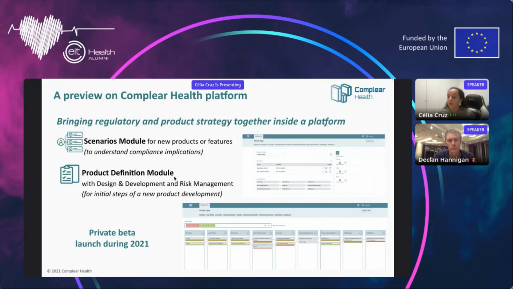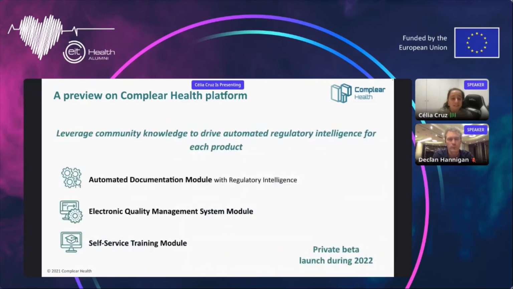This is built also on a model of the product definition, with the design and development and risk management, where the team can start from day one to be compliant with the initial steps of medical device product development. But this is just the beginning. By helping to structure that information in the previous modules about the medical device, we'll offer teams unique access to the best practices and knowledge in the industry. This will always be updated to the newest regulations and state of the art of the industry, keeping companies focused on running their products and their business.